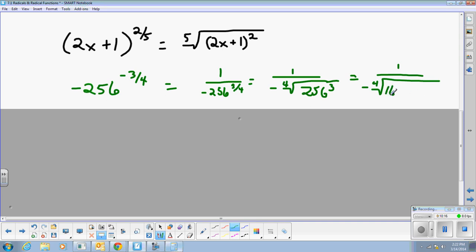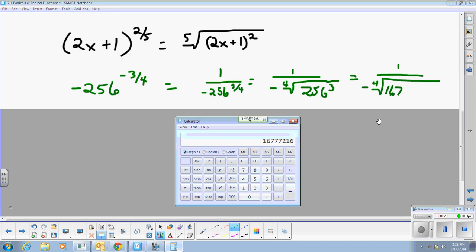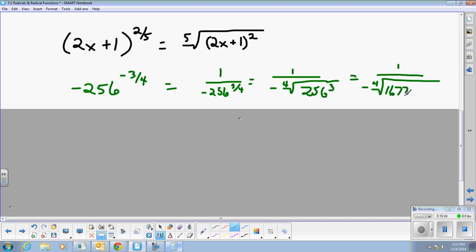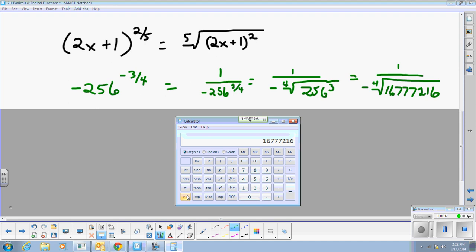So it's 16,777,216. That number underneath there would have to be 16,777,216, and I want the 4th root of that. I'm sure we all know that off the top of our heads.